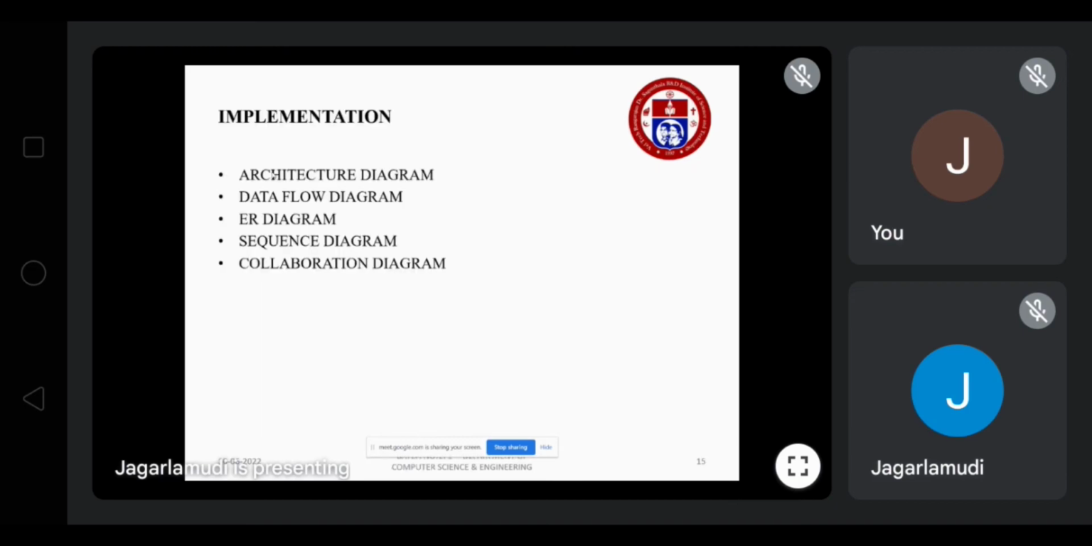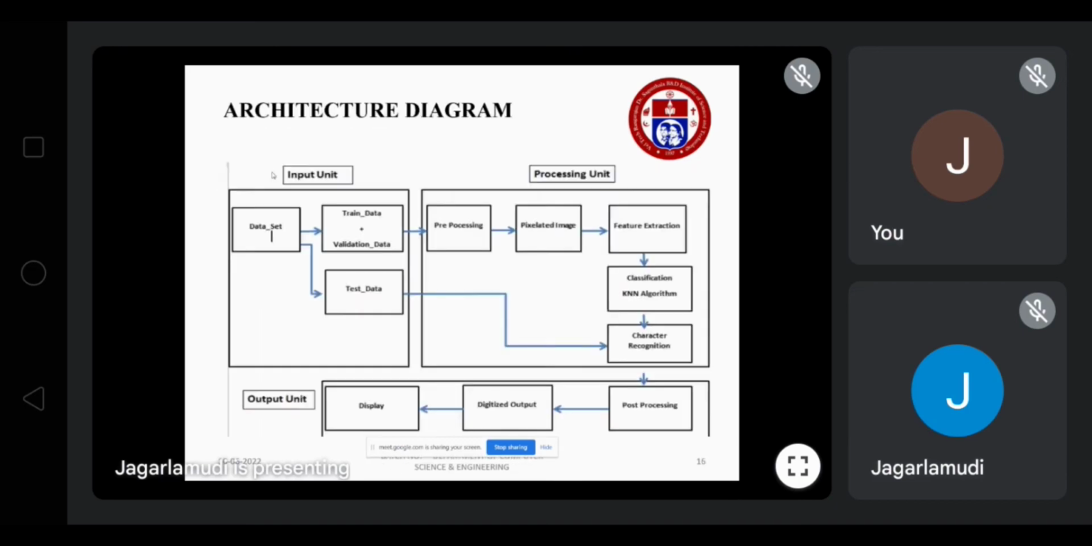Jupyter Notebook and NumPy are used for the implementation. This is the architecture diagram of our project. The dataset is divided into two parts through a segmentation process: train data and test data. The train data goes to pre-processing, pixelated image and feature extraction, and classification with the KNN algorithm for character recognition. In the same process, the test data goes to character recognition, post-processing, digital output, and the display and output unit.